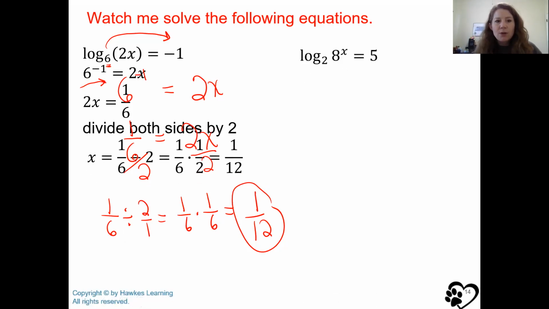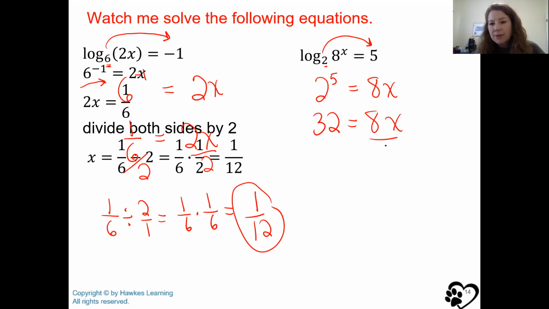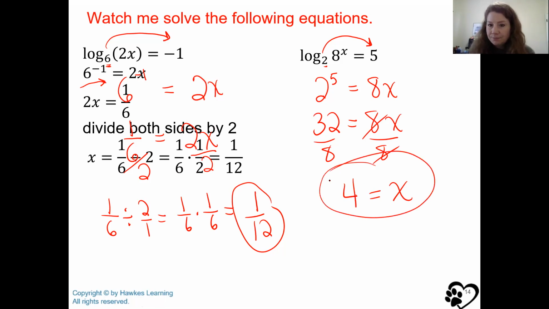All right, what about this one? Well, what do we know we can do? We know we can take that base, raise it to the power of 5 and set it equal to 8x. Well, 2 to the 5th power, I'm going to throw that in my calculator. 2 to the 5th power is 32. So 32 is equal to 8x. And then we're going to divide both sides by 8. So the answer is 32/8, but I can divide both of those numbers by 8, and the final answer is 4.